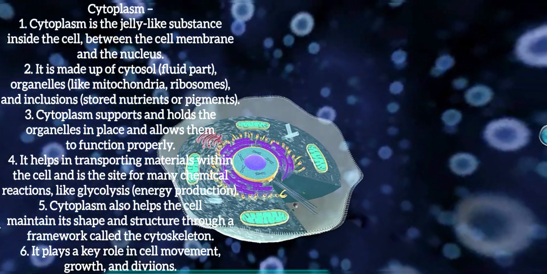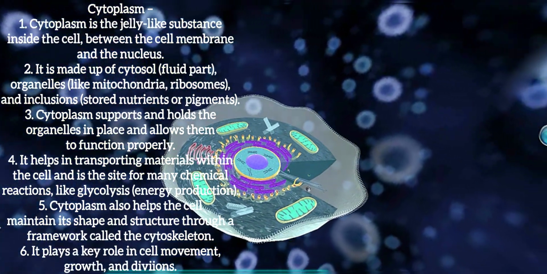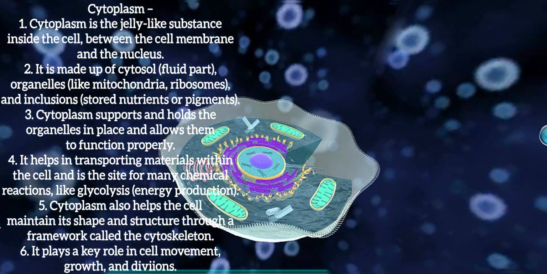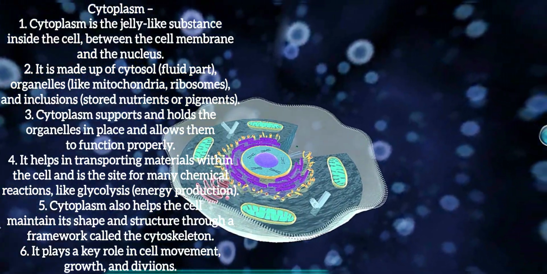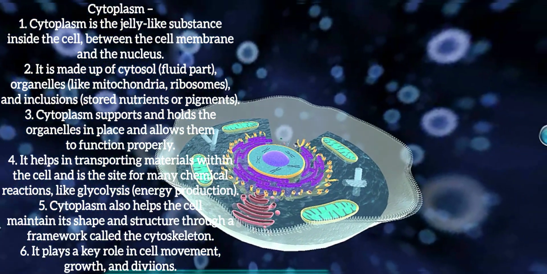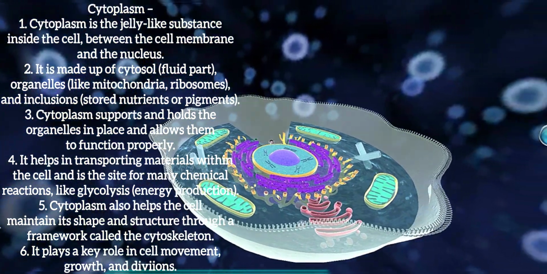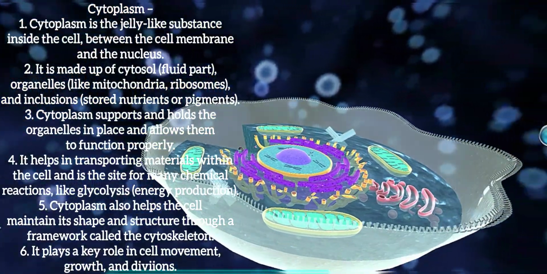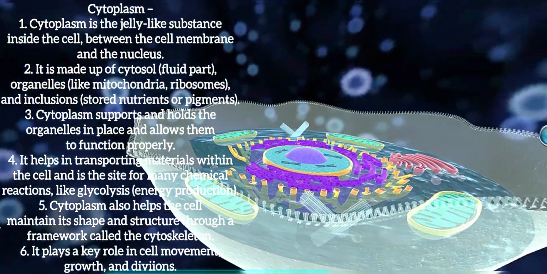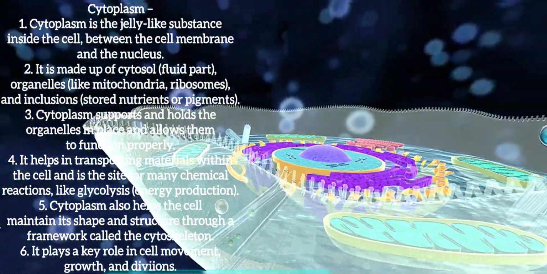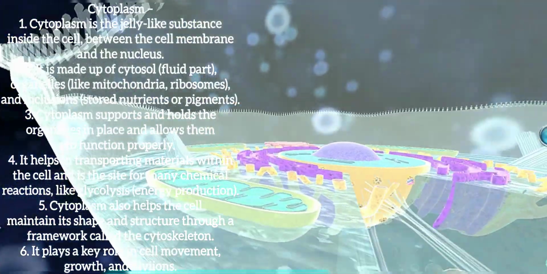Cytoplasm. 1. Cytoplasm is the jelly-like substance inside the cell, between the cell membrane and the nucleus. 2. It is made up of cytosol, the fluid part, organelles like mitochondria and ribosomes, and inclusions, stored nutrients or pigments. 3. Cytoplasm supports and holds the organelles in place and allows them to function properly.